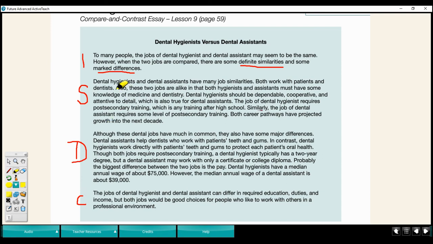And again, we can see some key words here: both, also, similarly. Here we see both again. These are signal words that show how 2 things are alike. Although, here we see in contrast. Again, I'm not going to read it through completely, but though both jobs, here the word but often shows contrast, and however. And so there are some signal words that good writers will use to show how things are different.